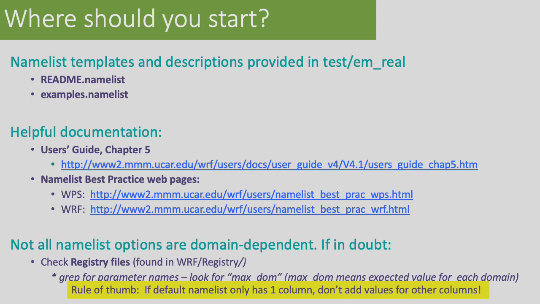You can grep for the parameter name and look to see if it has max_dom listed next to it. If so, this means that the model expects a value for each domain. If not, only a single value should be left in the namelist.